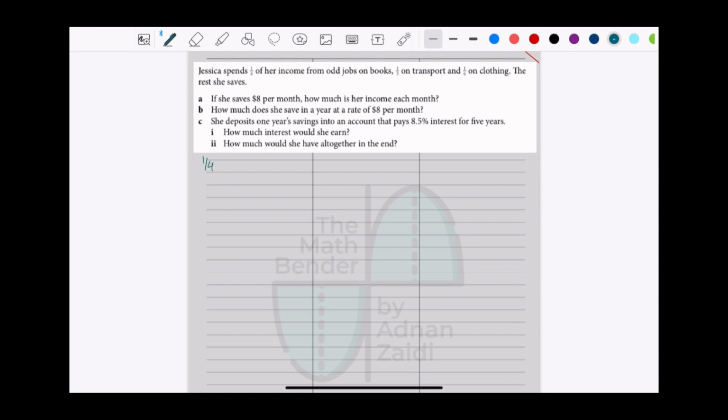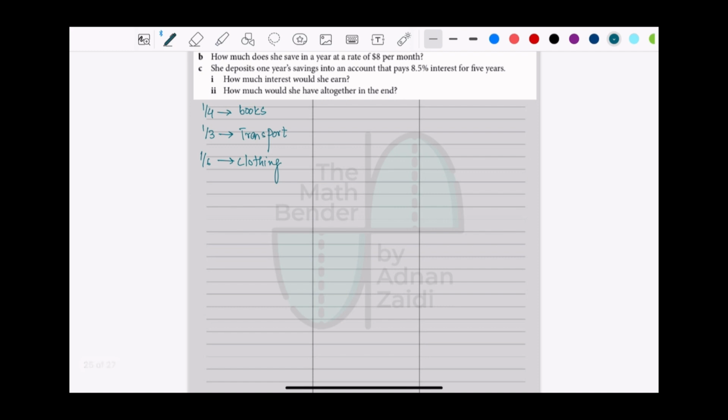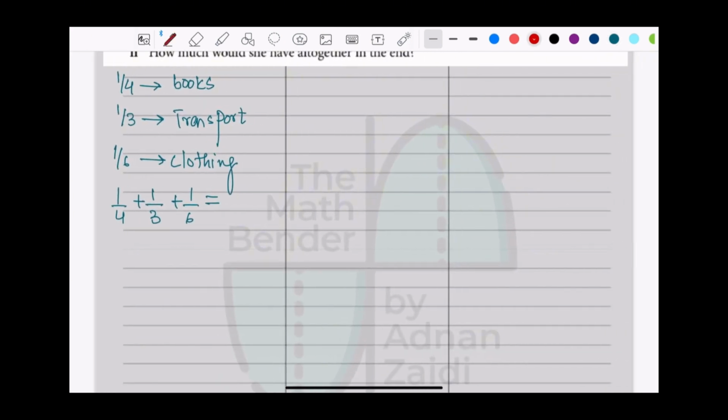So 1 over 4 of her income is on books. 1 over 3 of her income is on transport. And 1 over 6 is on clothing. Now, in order to check the total spending, I can say that 1 over 4 plus 1 over 3 plus 1 over 6. If I add all of these up, taking the LCM, I can multiply this with 3, this with 4, and this with 2. It gives you 9 over 12 total.